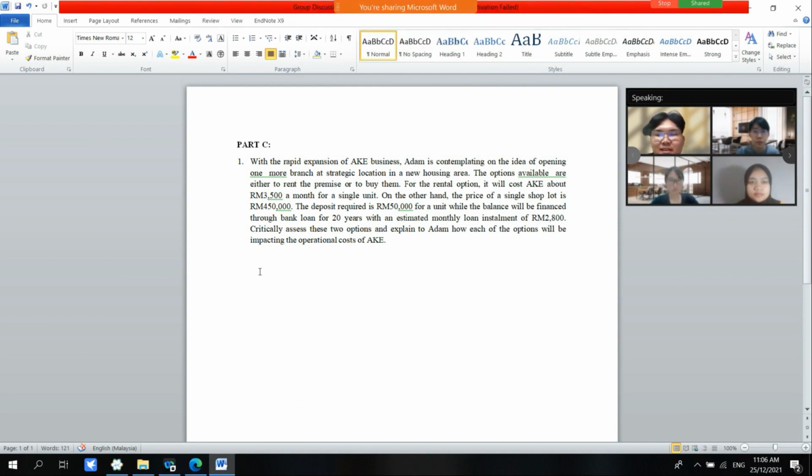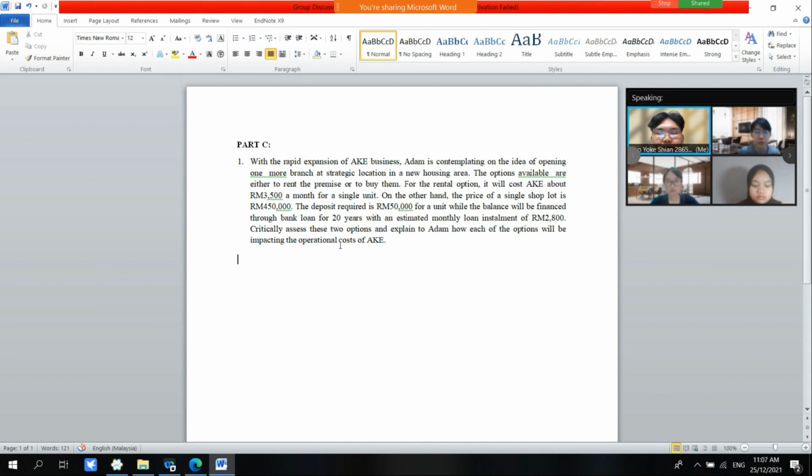Part C, question 1. With the rapid expansion of AKE business, Adam is contemplating opening one more branch at a strategic location in a new housing area. The options available are either to rent the premise or to buy it. For the rental option, it will cost AKE about 3,500 a month for a single unit. On the other hand, the price of a single shop lot is 450,000. The deposit required is 50,000 for a unit, while the balance will be financed through a bank loan for 20 years with an estimated monthly loan installment of 2,800 ringgit.